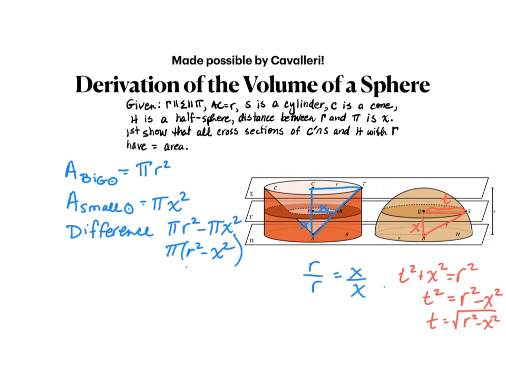All right, so the area of that circle, that cross section of my half sphere, has to be pi times the radius squared. And my radius is t. And if I square that, I get pi times (r squared minus x squared). Didn't I see that somewhere before? Look at that. So all of those cross sections are exactly equal. So now I know that the volume of what's in the cylinder outside of the cone has to be the same as the volume of this half sphere.